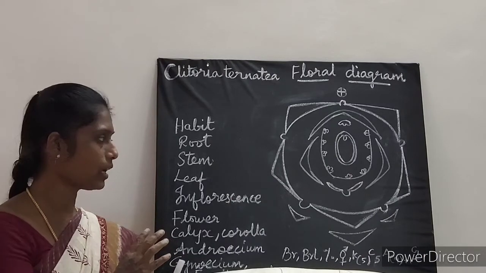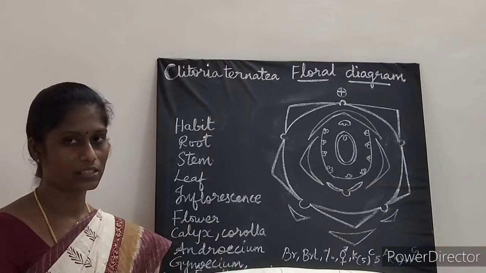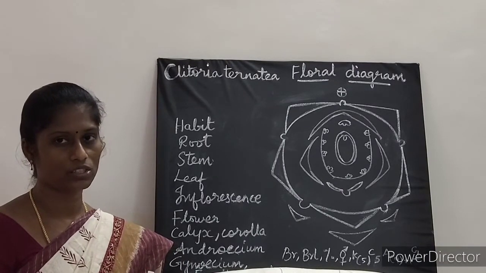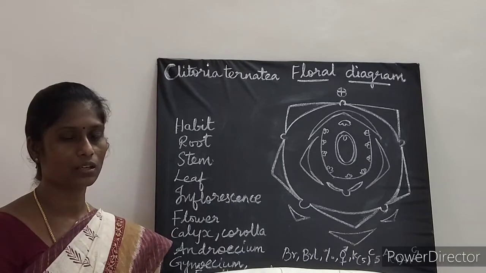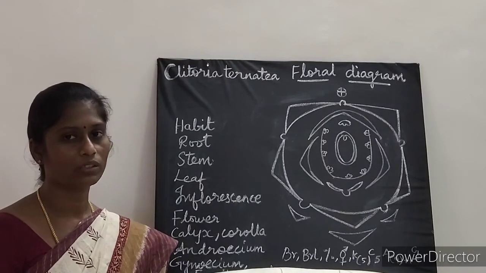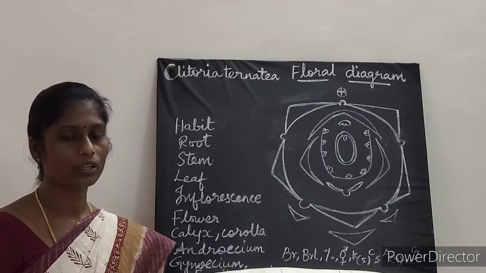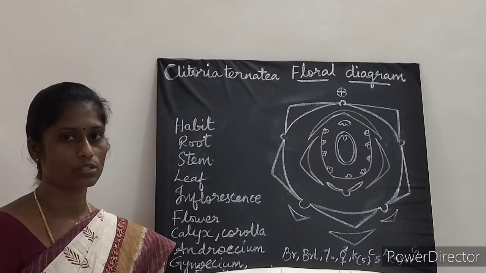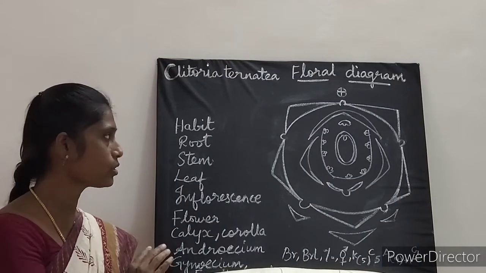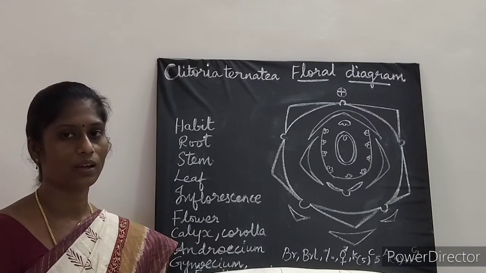Anything can be asked as a detailed 5-mark answer: describe the botanical description of Clitoria ternatea. Or it can be asked separately as a floral diagram alone, or sometimes in one word they can ask the floral formula. So these families are very, very important. Listen carefully, understand the concept, children. With this we complete the botanical description of Clitoria ternatea.